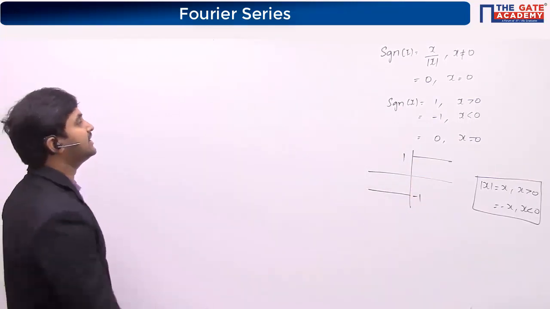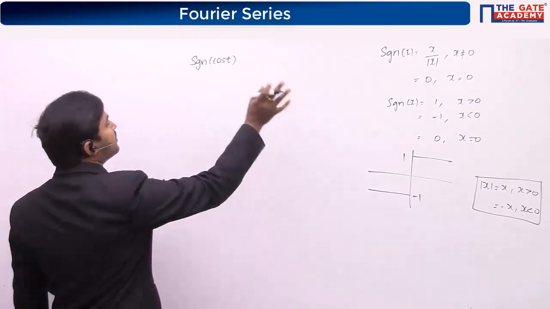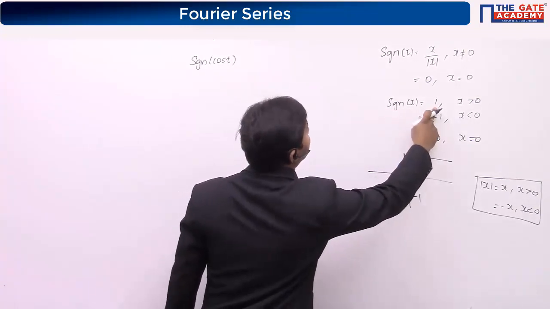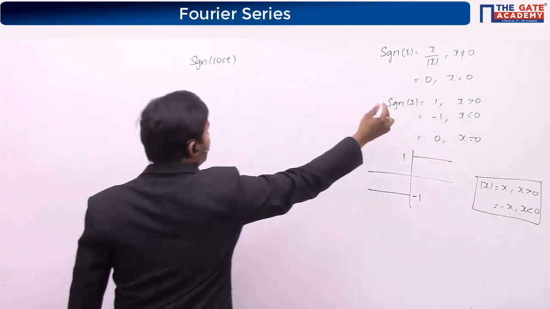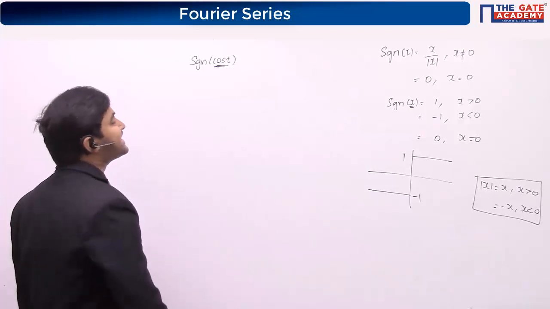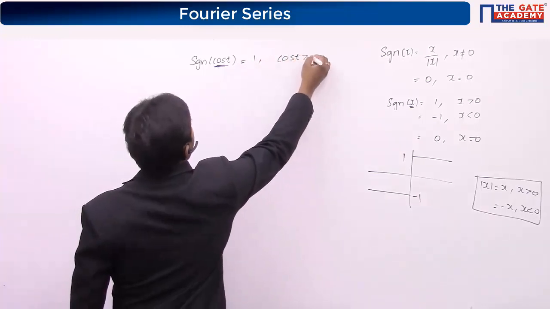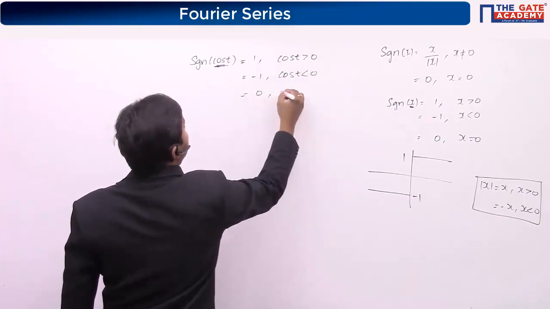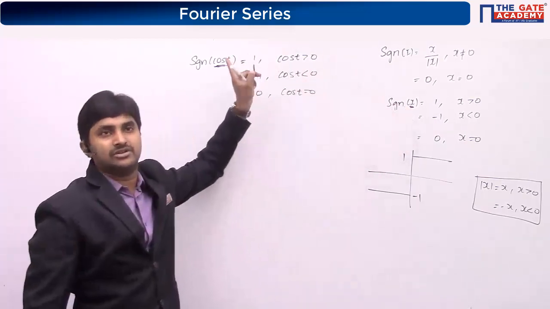But the question here is different. The question here is signum of cos t. But from our understanding of signum of x, signum of x is going to be 1 for x greater than 0 and it is minus 1 for x less than 0. So in the place of x now you are having cos t. So what I can say here is that signum of cos t is equal to 1 for cos t greater than 0, and it is equal to minus 1 for cos t less than 0, and it is equal to 0 for cos t equal to 0.